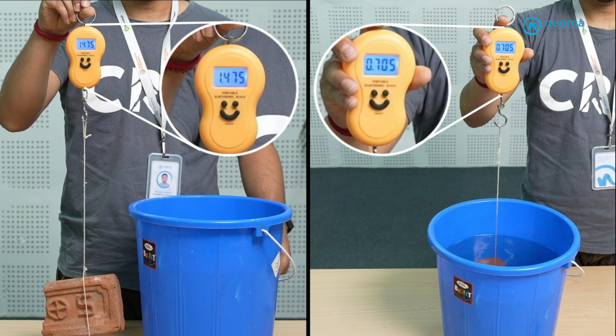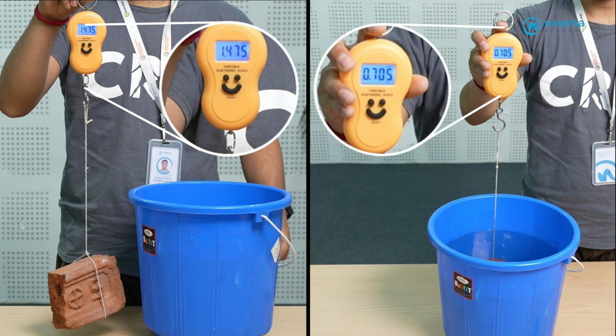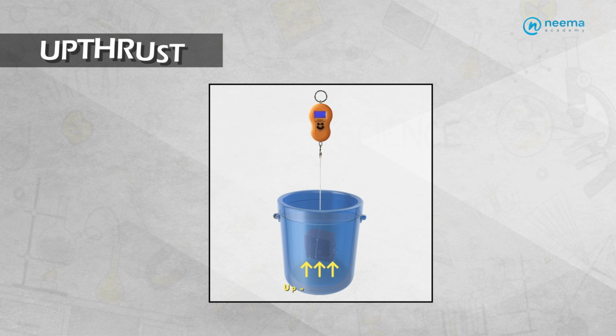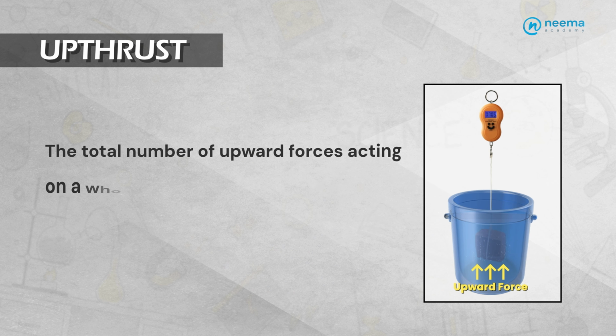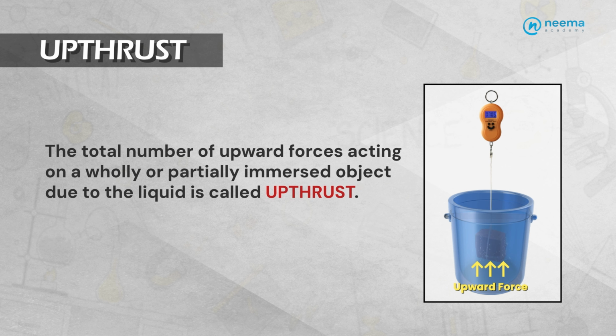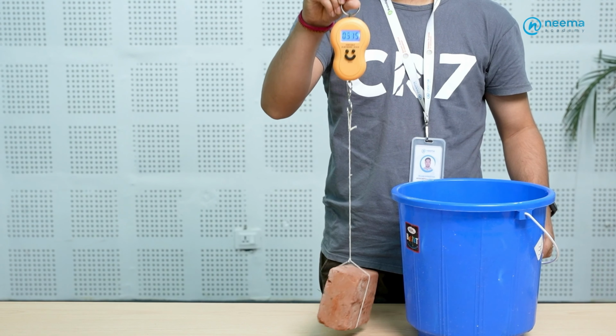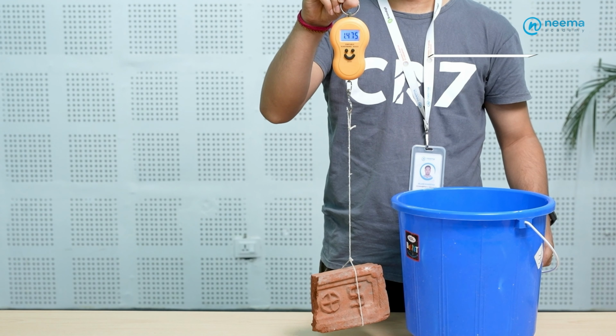Students, can you guess what may have been involved in lowering the weight of the brick in the water? Yes, some upward force must have acted on the brick due to water, decreasing the downward acting weight of the brick. Therefore, the total upward force acting on a wholly or partially immersed object due to the liquid is called upthrust.